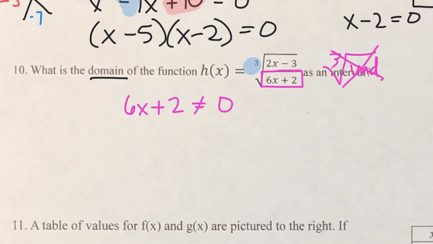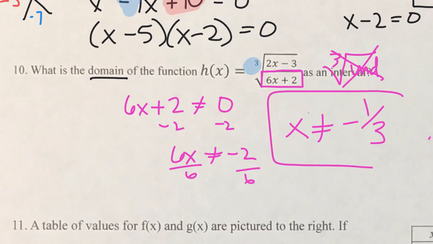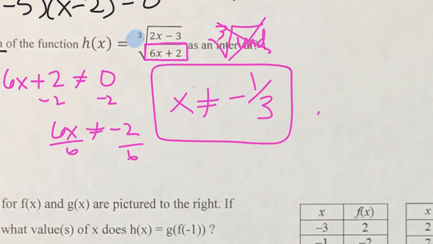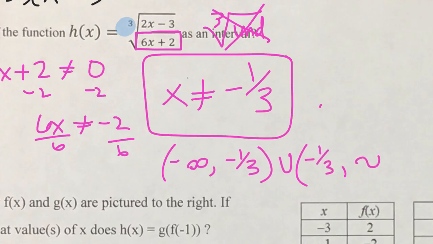So the denominator can't be 0, so we're just going to solve this equation as if we were solving a normal equation, because it is really a normal equation. So x cannot be negative 1/3. Any other number will be fine, all real values except for negative 1/3. As an interval, that means we're going to write it with our parentheses and our infinity. So we're going to exclude negative 1/3 from the domain.